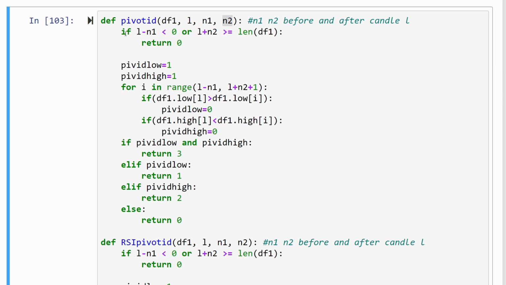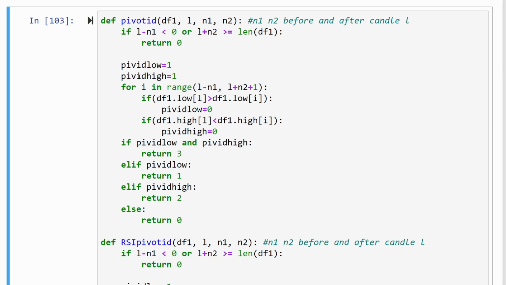And I'm going to check if the L minus N1 is less than 0, meaning if the current candle is so close to the beginning of my data frame that I can't look at N1 candles preceding it. So if I go L minus N1, I'm negative, so I'm outside of the boundaries of my data frame. Same thing if L plus N2, meaning I'm at the end of the data frame, is greater or equal than the length of the data frame, then I'm returning 0. So I'm discarding the edge cases here just to avoid some hassle.